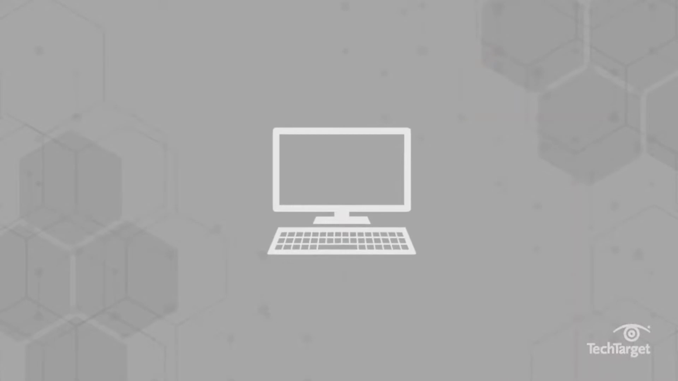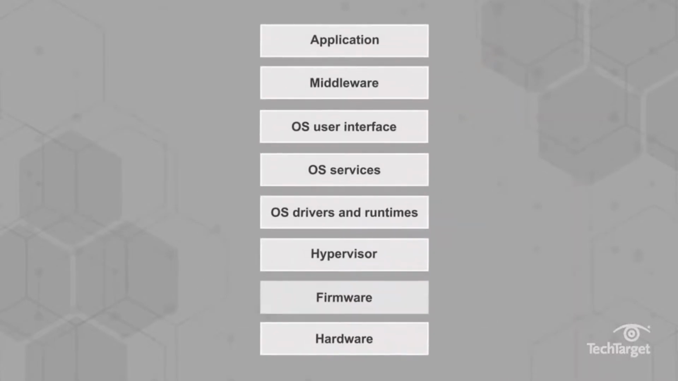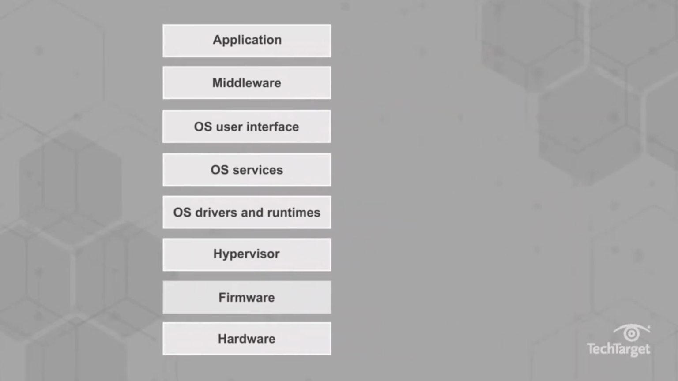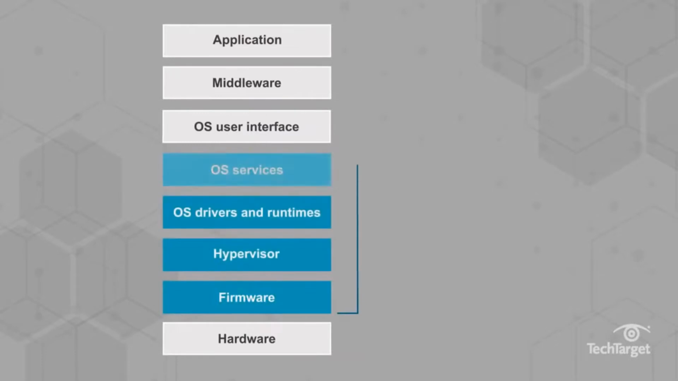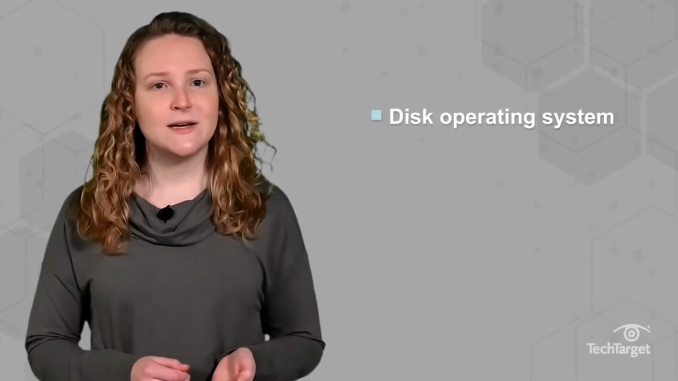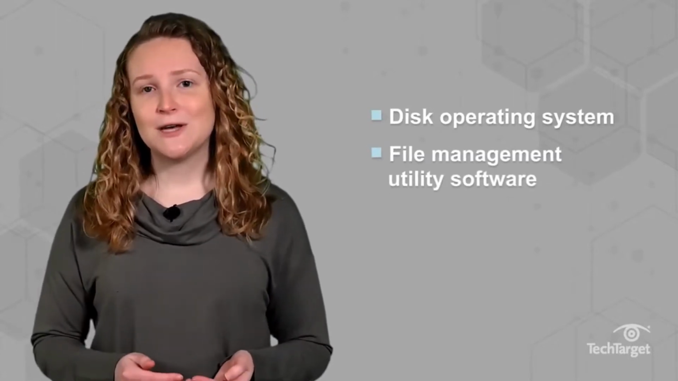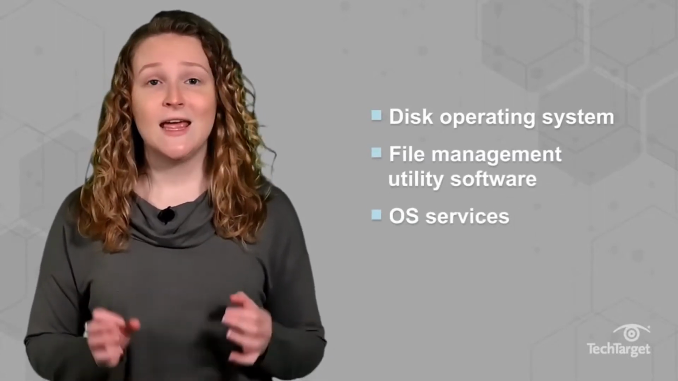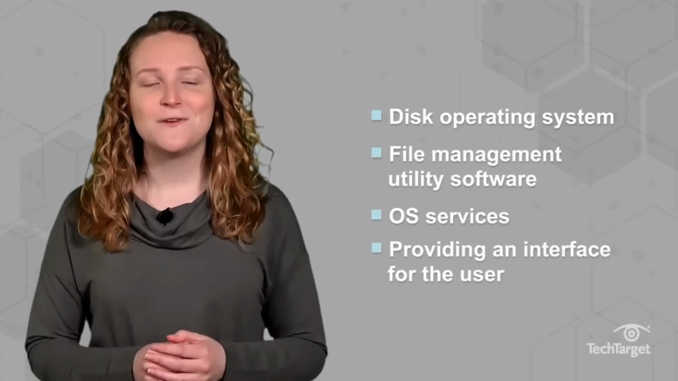Thinking of a total computer system as a layered model, the system software is between the hardware, or physical components, and user applications. System software runs constantly in the background, maintaining a computer's basic functions, including the disk operating system, file management, utility software and OS services, and providing an interface for the user.